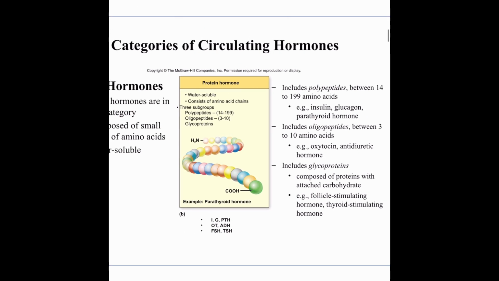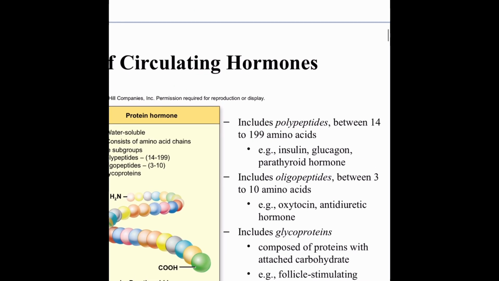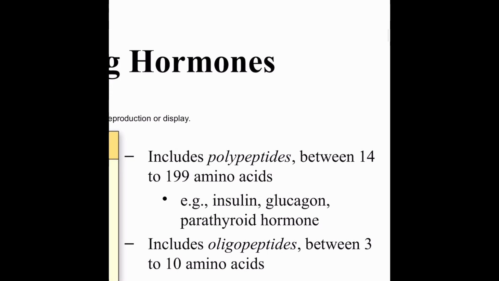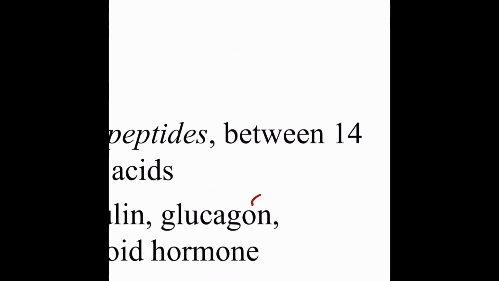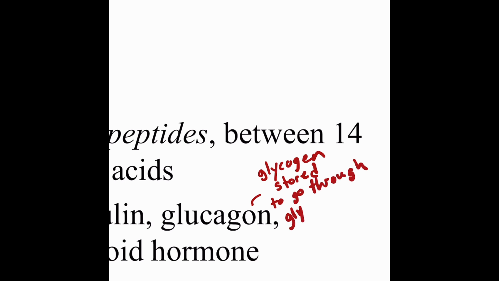So G is glucagon. Glucagon is a hormone that will signal, I believe, the liver, which is where glycogen is stored, to go through glycolysis and release glucose in the blood for the body to use.